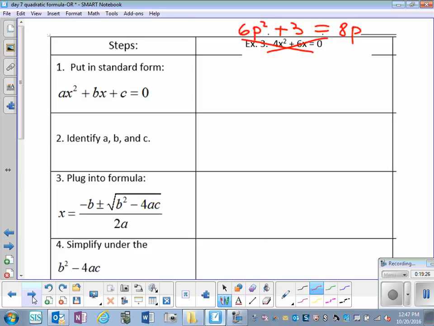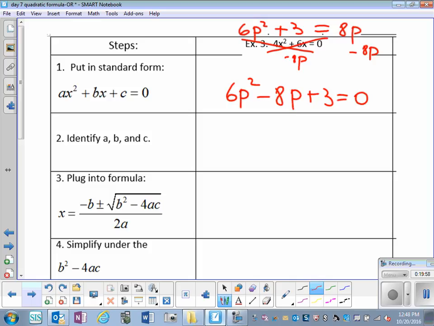Good? Okay. So the first step, put in the standard form. Always, never forget, because the coefficients will change. So I need it in this form. What do I do? I subtract 8p. So subtract 8p, minus 8p on both sides. So I have 6p squared, I'll just put minus 8p first, just so it's in the standard form, plus 3 equals 0. Now it's in standard form.